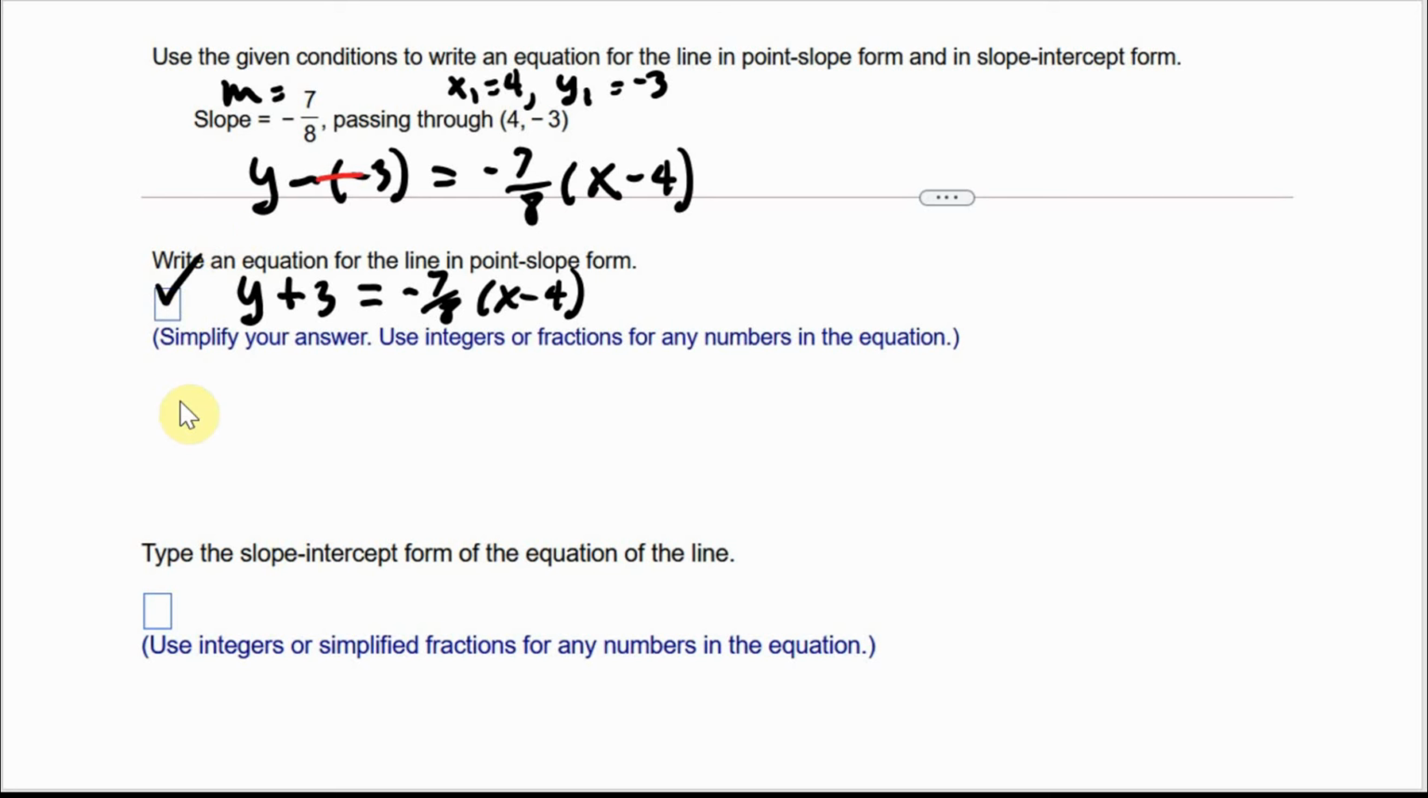Then we simplify this. So this is y plus 3 is equal to, I'm just going to run this fraction through the parentheses, negative 7 over 8 times x. This becomes plus because negative times negative is positive. And so here that's this, you can think about it as 28 over 8, or you can simplify it. I'm going to go ahead and simplify it. Well, I better write it as it is. And then we'll simplify it next.